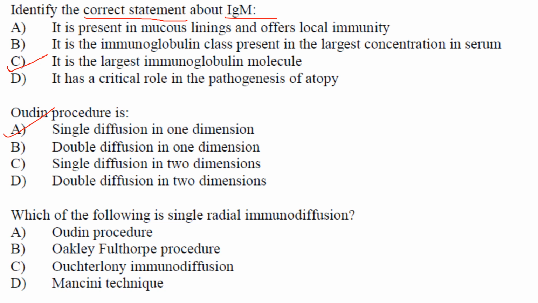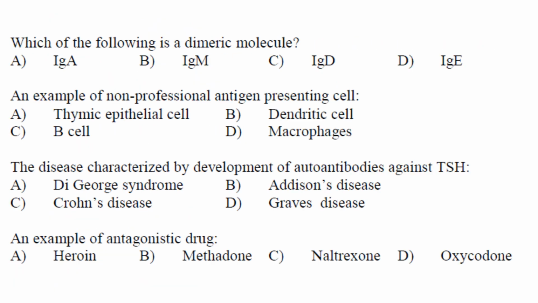Then which of the following is single radial immunodiffusion? It is the Mancini technique. Answer is option D. Then which of the following is a dimeric molecule? It is IgA that is dimeric.